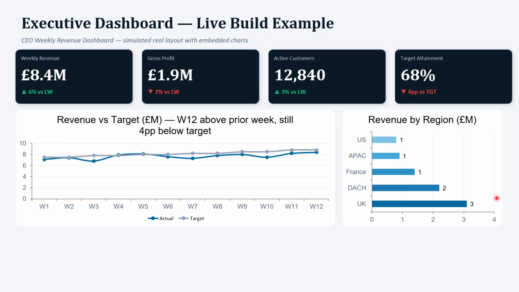So UK is the largest contributor. The APAC is smallest. So this immediately surfaces the follow-up question, like, is APAC the reason we are below the target? So this is the design philosophy, that every chart should surface the next question, not just report the current answer.